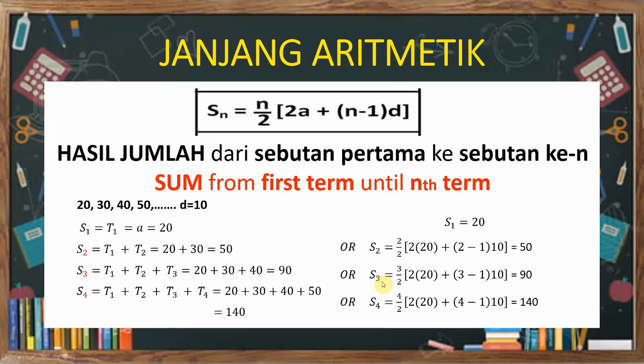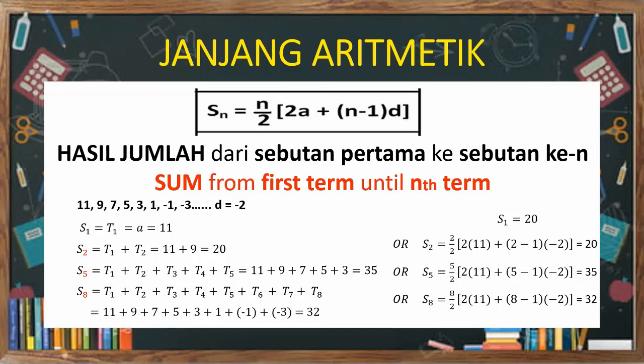Same thing goes for S3, which is 3 over 2 times (2a plus (3 minus 1)d), equal to 90. So you will get the same answer by only using the formula. S4 is 4 over 2 times (2a plus (n minus 1)d), equal to 140. So I hope you understand how this formula works.